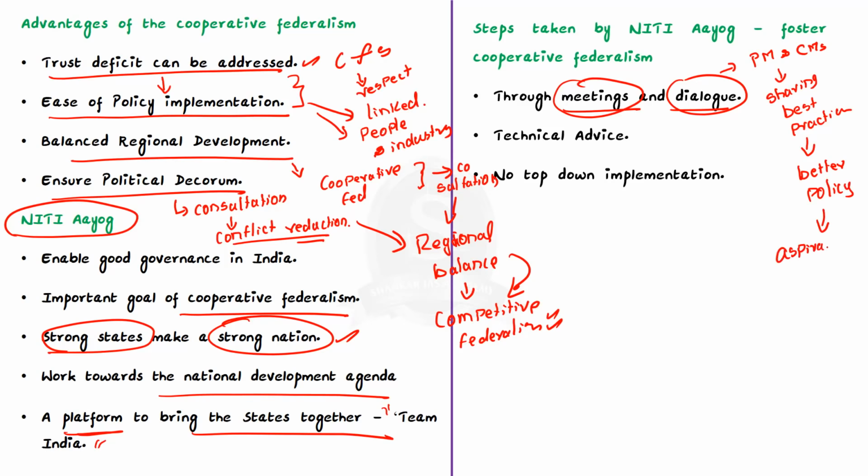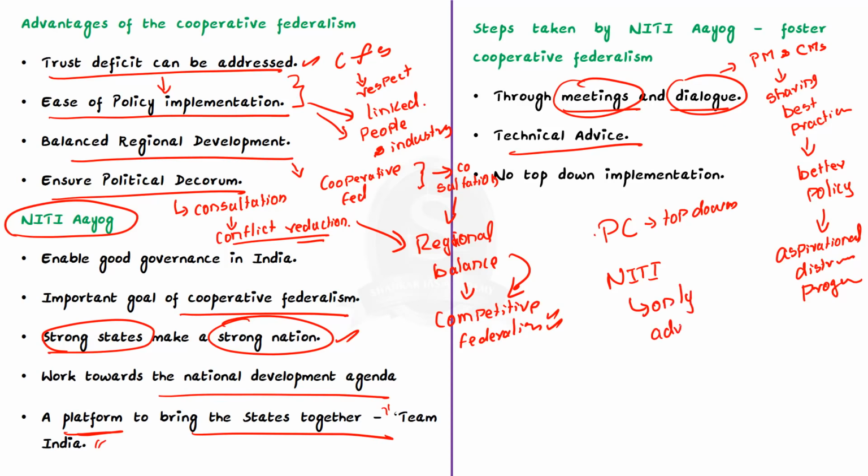Next, the NITI Aayog has been providing relevant technical advice to the center, states and the union territories. We know that NITI Aayog is a body of experts. So, it is similar to the now defunct Planning Commission. But unlike the Planning Commission, where the decisions are taken in a top-down manner, in NITI Aayog, the expert body only gives the technical advice. So, the states can modify it and implement it to support their local needs. There is no top-down thrust of policy.